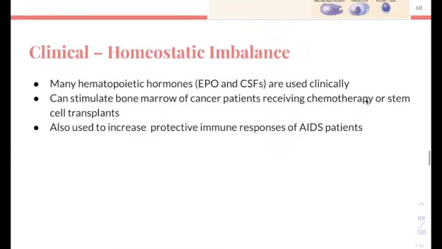So many hemopoietic hormones, like erythropoietin and colony stimulating factors, are used clinically. They can be used to stimulate bone marrow of cancer patients receiving chemotherapy or stem cell transplants. They can also be used to increase the protective immune response of AIDS patients. So these could help keep people who are already fighting something else off healthier than what they would be otherwise.